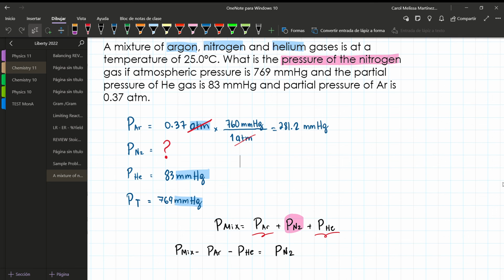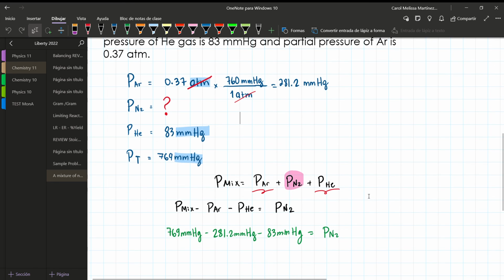Okay, so what do we do after? Substitution of our givens in the same units. Mixture is 769 millimeters of mercury. Argon is 0.37 atmosphere, but converted is 281.2 millimeters of mercury. And helium is 83 millimeters of mercury. This is equal to the pressure of my nitrogen. How much is this? 404.8 millimeters of mercury.